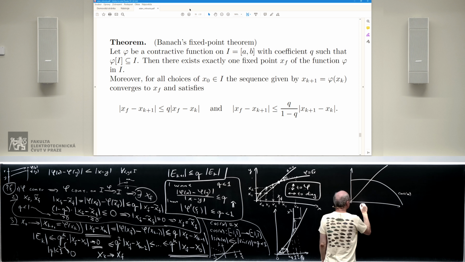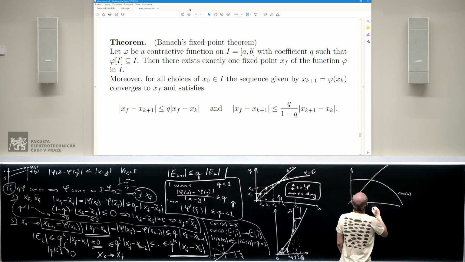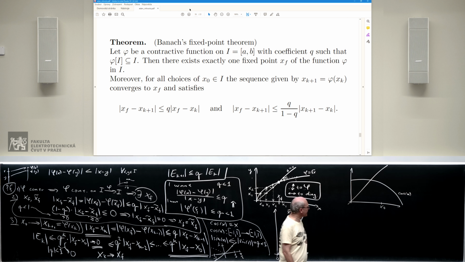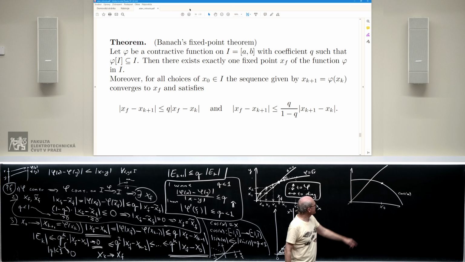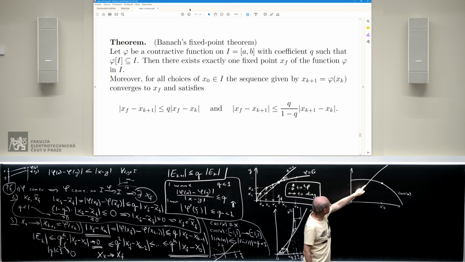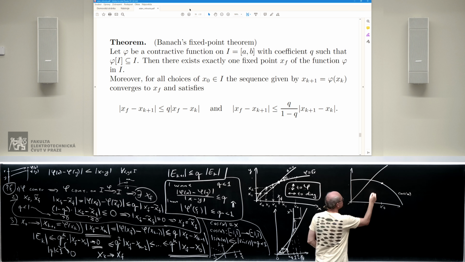What happens if I start with, well, over here? Picture will be better here. If I start over here. Well, I have to substitute into my function, which brings me here. And then I have to find the value and use the diagonal to transform it to the x-axis. So I go horizontally to the diagonal, and this will be my x1.